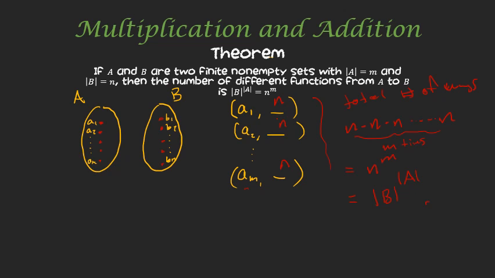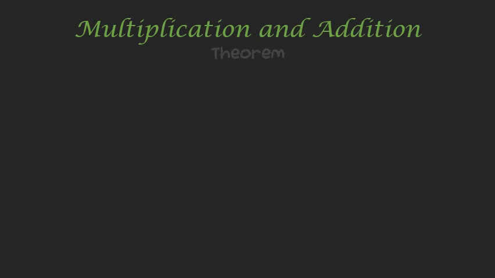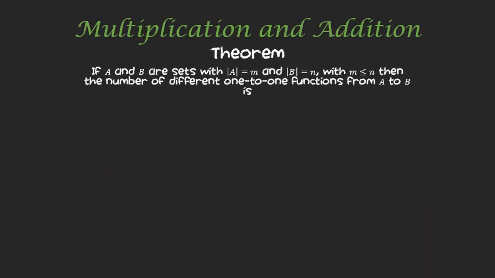All right, what about one-to-one functions? If we want the number of one-to-one functions, we have to be a little bit more careful, and our equation is a little bit different. The number of one-to-one functions, excuse me, with the same setup as last time, and this time we'll assume m is less than or equal to n. Remember, if m is strictly greater than n, then it's impossible. There's no ways to do it. Remember back to chapter 5. And so this is saying the number of one-to-one functions is this.